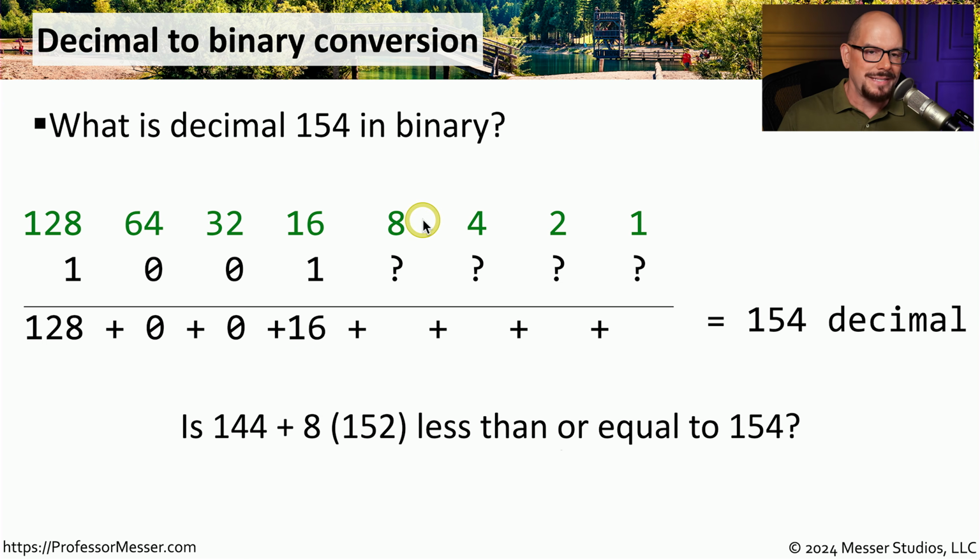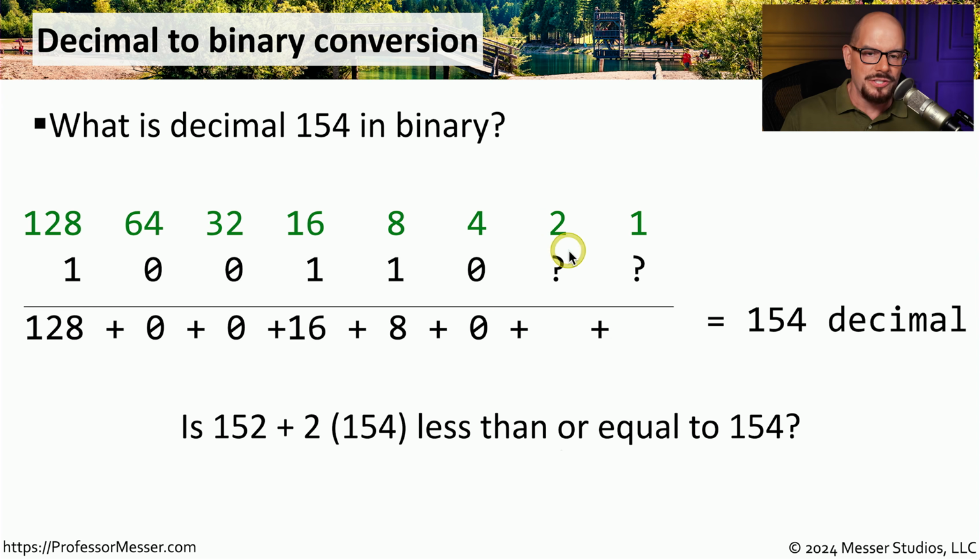Our next column is the 8, so we'll add 8 to anything that we've previously brought down. So 128 plus 16 plus 8 is 152. Is 152 less than or equal to 154? It is, so we'll put a 1 in that column and bring down the number 8. Our next column is the number 4. We will add 4 to everything that we brought down into that bottom row. So that all adds up to 156. And is 156 less than or equal to 154? It is not, so we'll put a 0 in the 4 column.